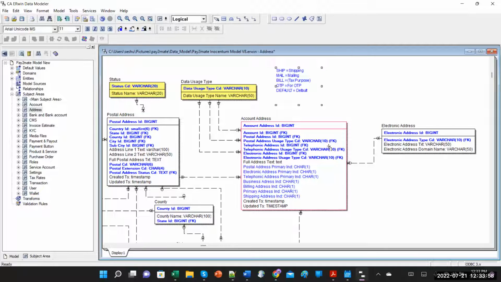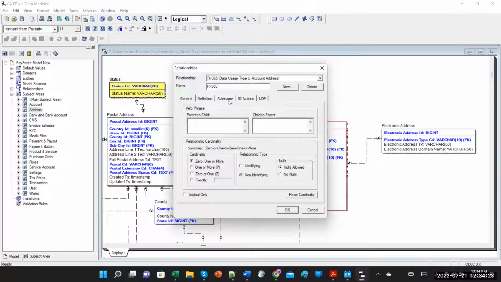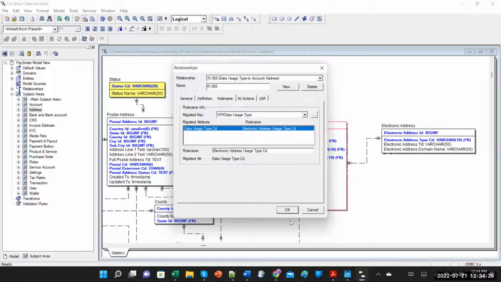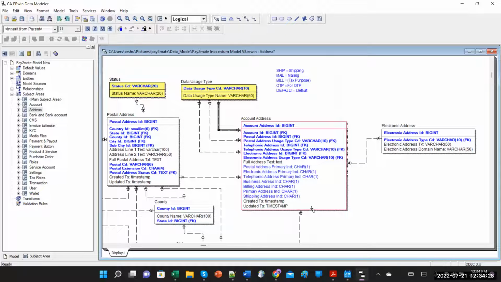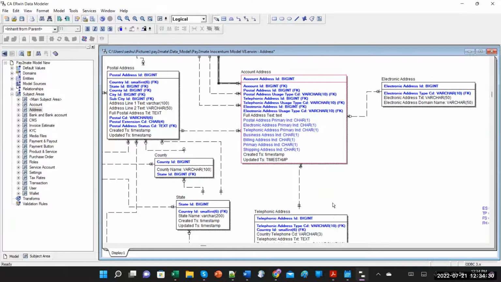If someone wants to assign some account as a default account, then he can use the data usage type code. Like payment usage; you can define how you want to use this particular data. Correct. And here we are renaming that part. This is the assignment here, if your role name is this. So that covers everything. Now the address part is done.